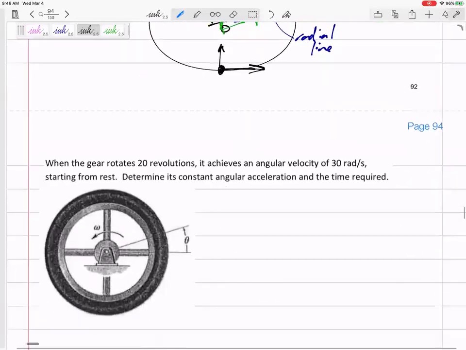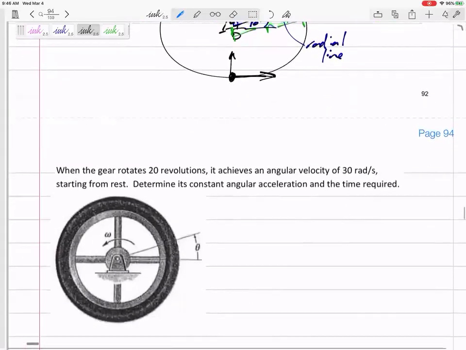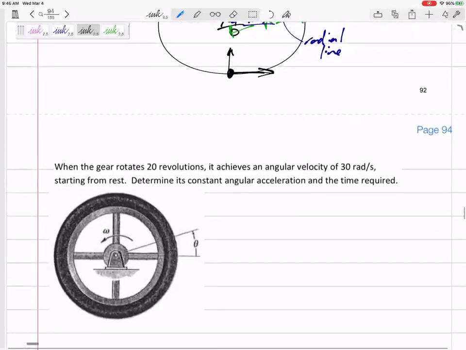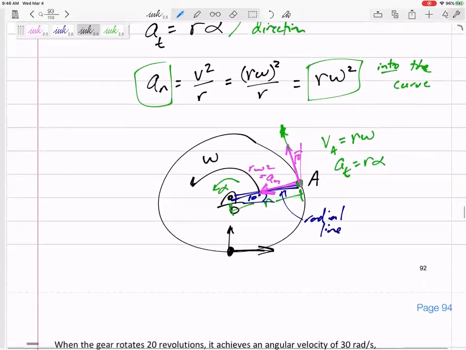Okay, so I think we're okay, but we can preview the next few, and notice that it's similar. Some of them we're going to be taking derivatives. Some of them are taking integrals. Some of them we're going to have constant angular acceleration equations that we can use.